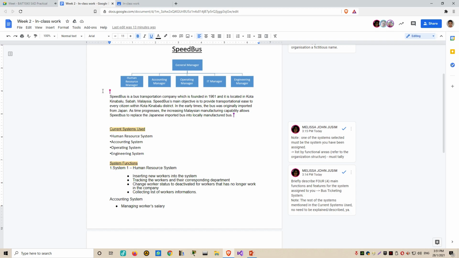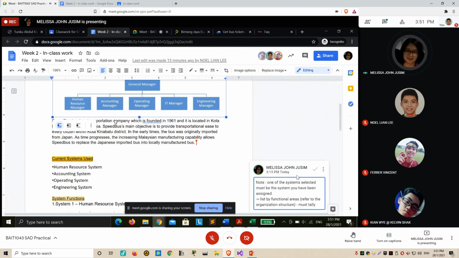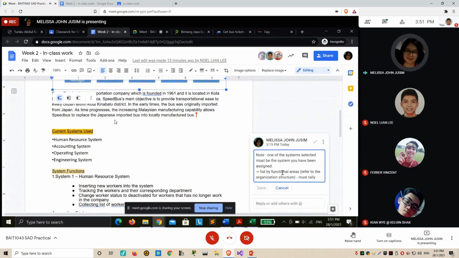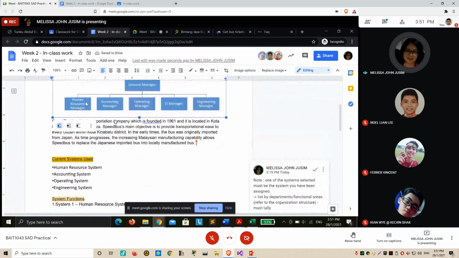So depending on the departments that you have here, make sure the current system use should also be by functional areas. So you list by functional areas. Departments are also known as functional areas, so it must tally with what you have here. For example, the HR department uses HRIS. Normally we call it Human Resource Information System, HRIS. From the lecture notes, you get it like that.